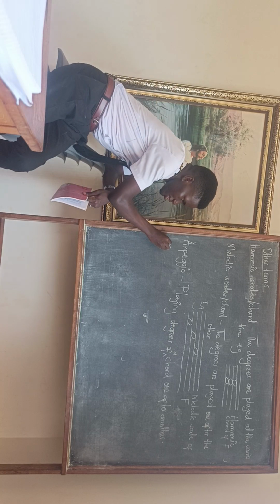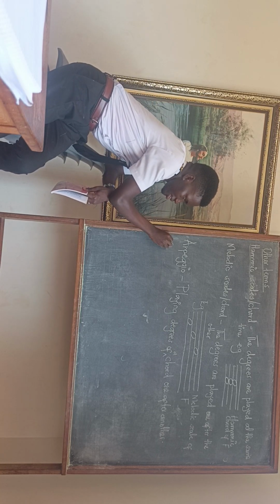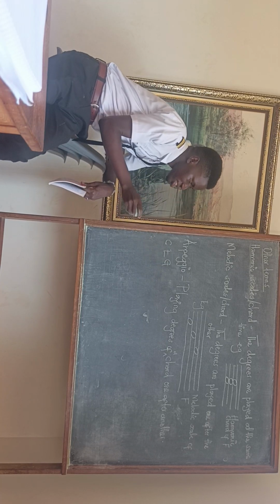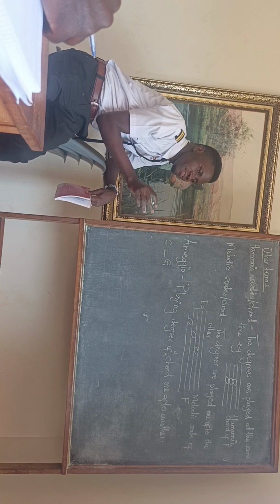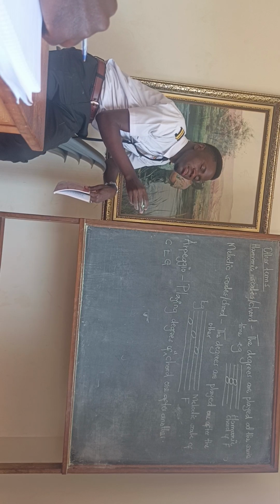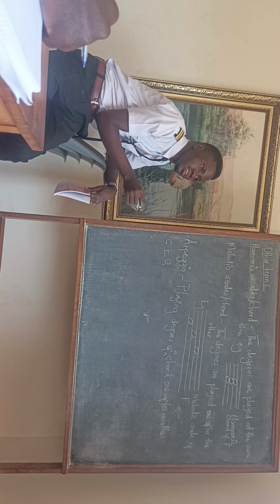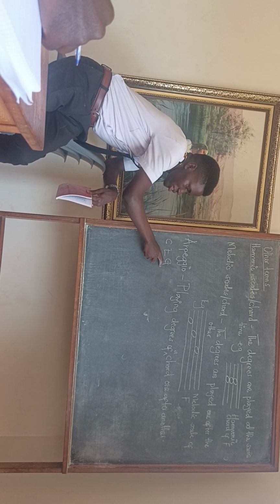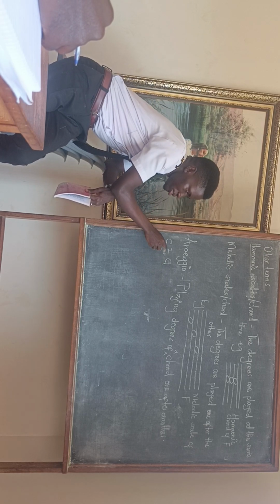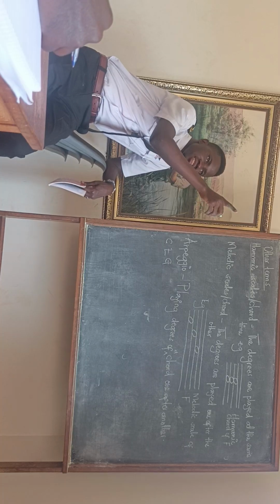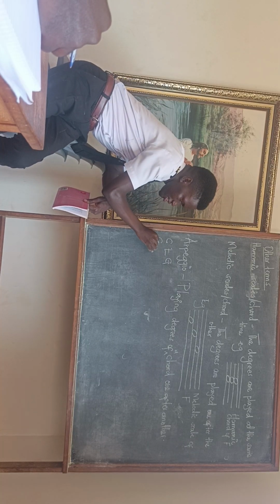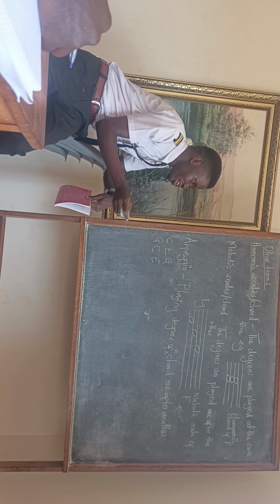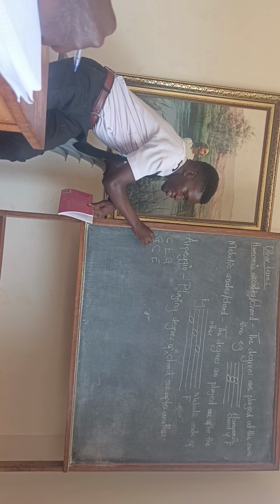Let's see. C, the root, is C, E, G. Right? That is the root. The first inversion of C would be E, G, C. And the second inversion is G, C, E.